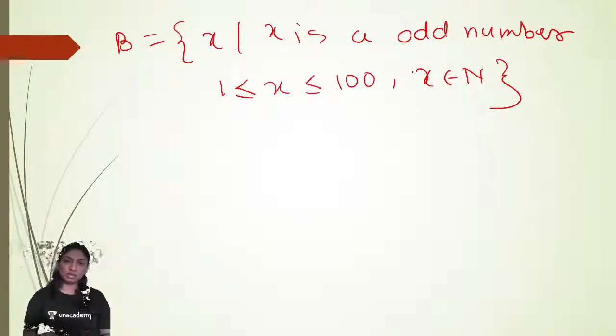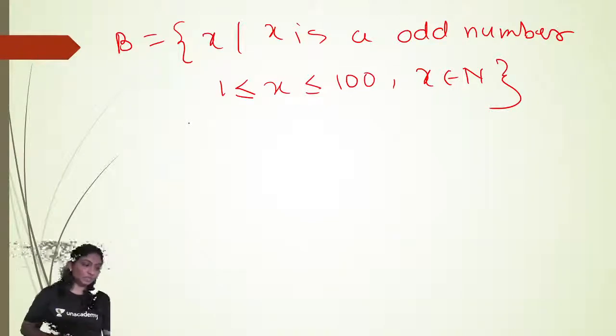Here we can see that this set contains all the odd numbers between 1 and 100. Instead of writing the elements 1, 3, 5, 7 and so on, we can write it in this way. Now next we will see the definition of a subset.